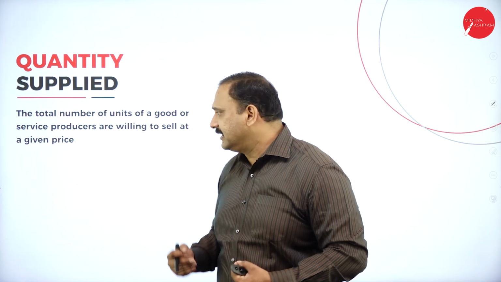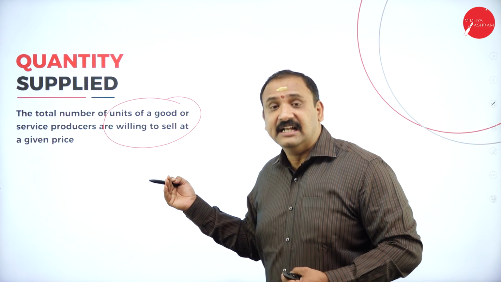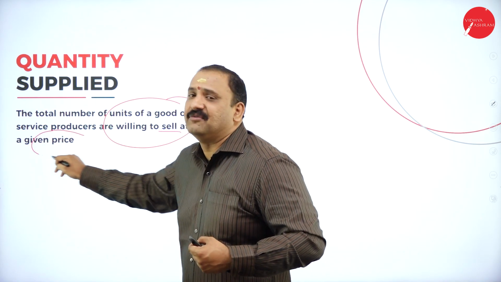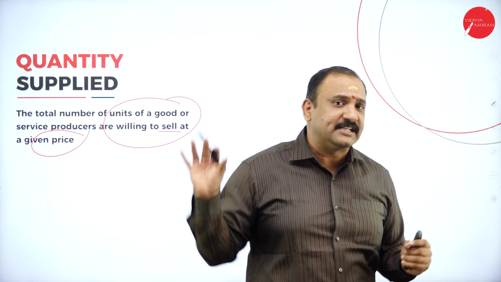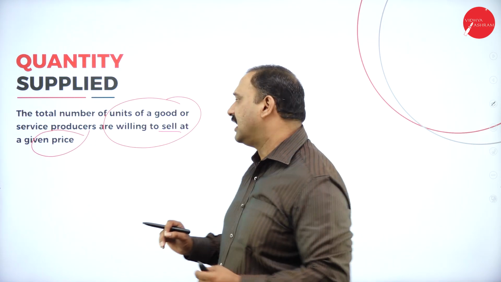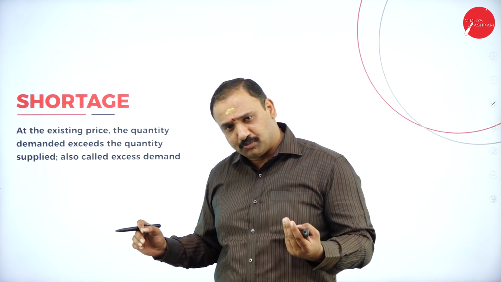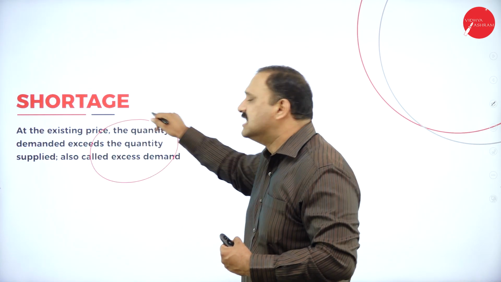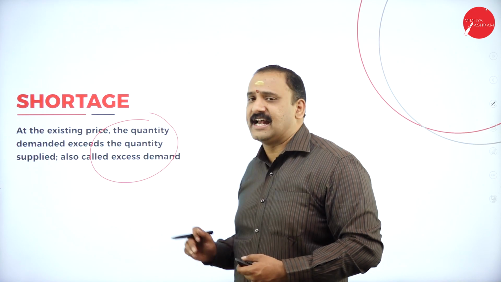Followed by quantity supplied, the same thing here. The total number of units of goods or service producers are willing to sell. So this is now coming on to the sell side. Suppliers are ready to sell at the given price. This is a price at which the supplier feels, yes, I am okay with this price. This is what is acceptable to me, so I will sell it at this price only. That is what we call the quantity supplied. Now, the shortage, which most of us know, means that demand exceeds the supply. That position is called excess demand. When the demand is more than the supply, we call it shortage.